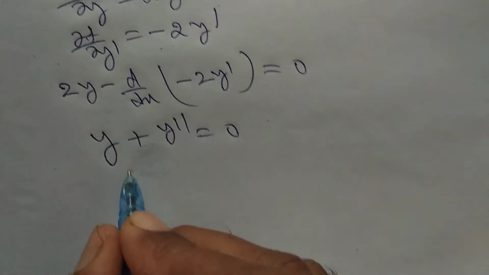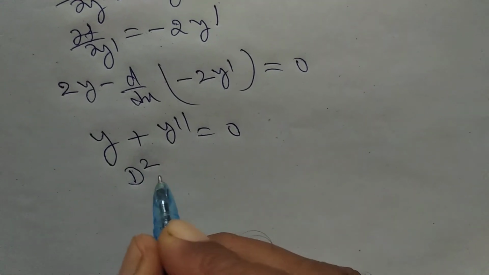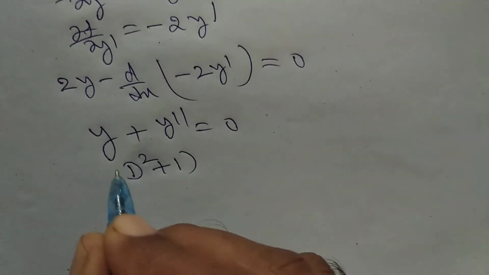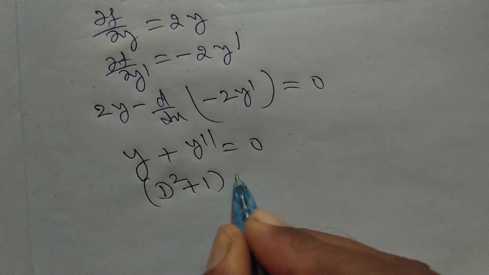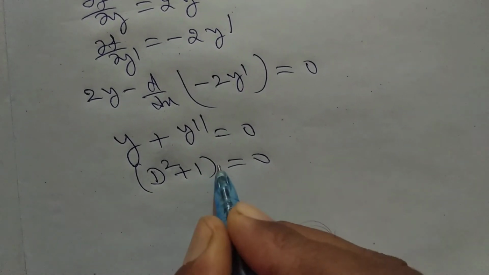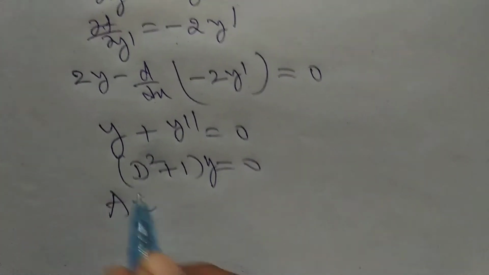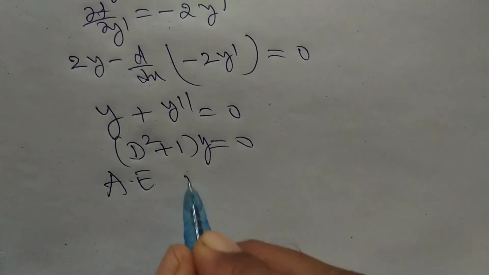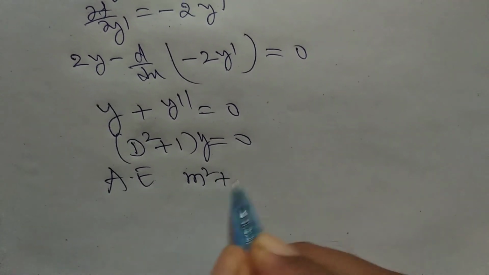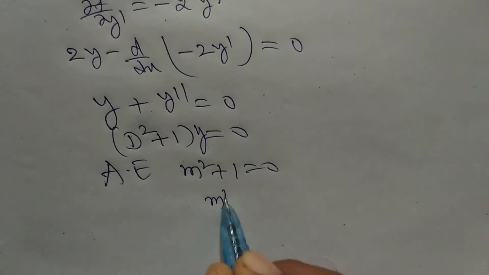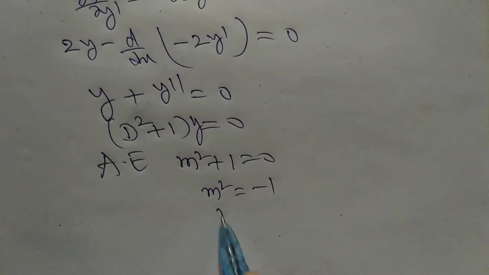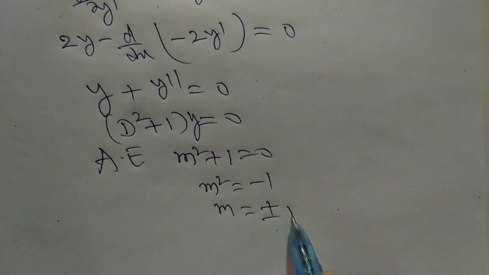So here also we have a second order differential equation. You have to write it in D notation. How to write in D notation? D square plus 1 into y is equal to 0. You have to write it into y because the variable is y. Now you have to write the auxiliary equation. How? Replace D by m. So m square plus 1 is equal to 0, or m square is equal to minus 1, m is equal to plus or minus i.